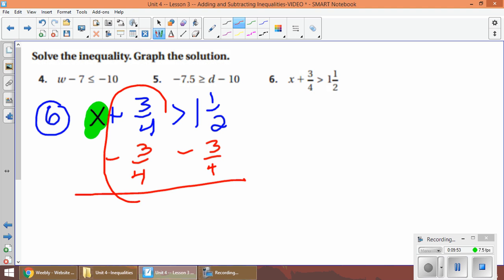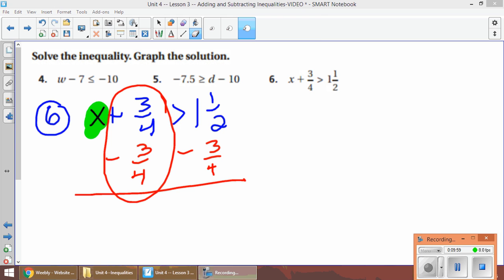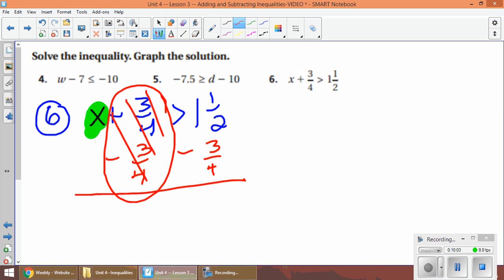These are called zero pairs. These go to 0, leaving me with x is greater than. Plug this into your calculator: hit the second button, the n over d button, do 1 1/2, then minus 3 over 4, and you get an answer of 3/4.